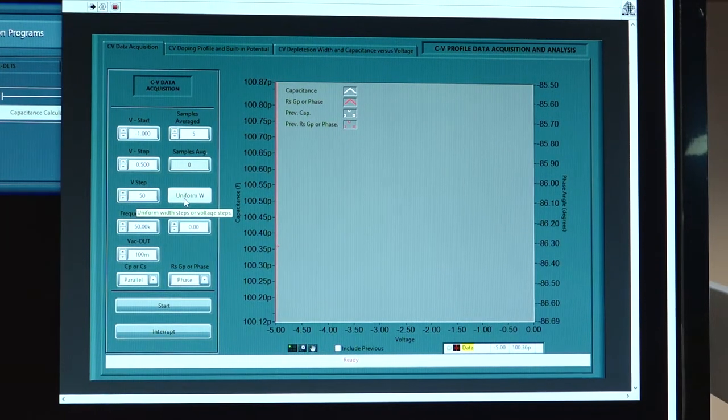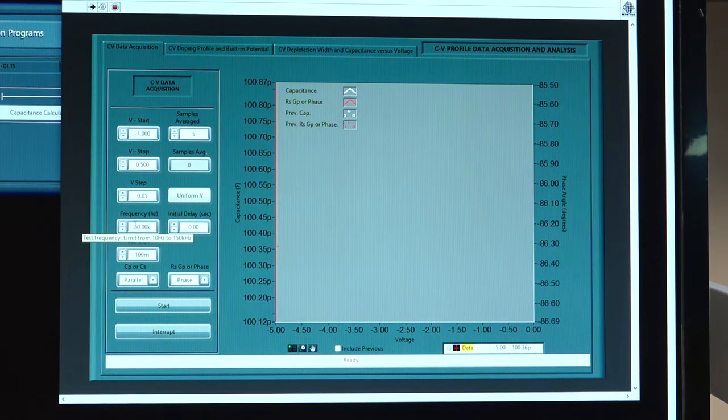In uniform depletion width mode, the number of steps is calculated as we know that W is related to the square root of V. So accordingly, the number of steps are calculated. But for the time being, we will start with uniform voltage mode, where steps of the mentioned voltage will be taken while CV measurement. This is the AC signal superimposed on the DC bias. The frequency and the amplitude is mentioned here. The frequency we can select as 50 kilohertz.